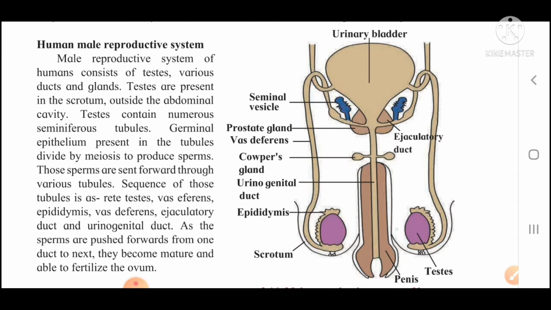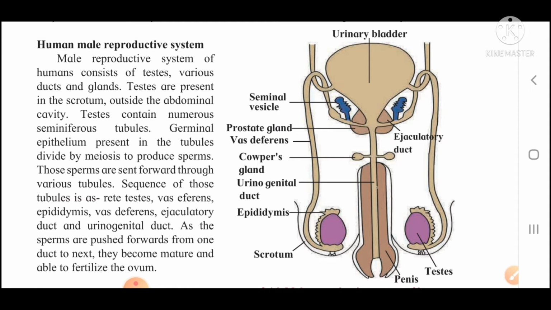First, you can see this is the penis, from where the semen and sperms come out. I'll tell you all these terms, what is a sperm, what is semen. Here you can see the testes. These are called the testes, which are in the scrotum, a bag, and then this is the corpus gland.